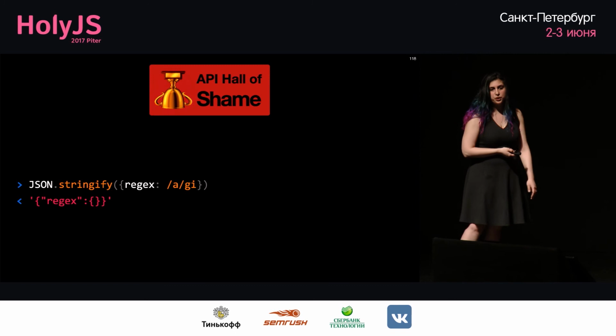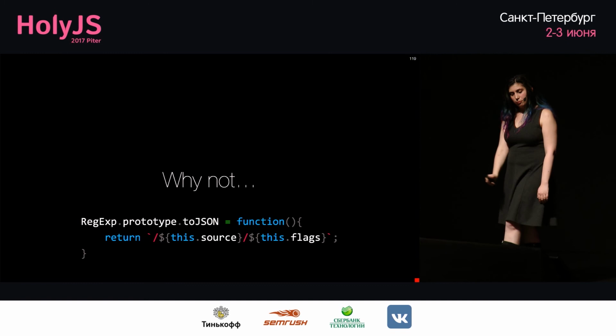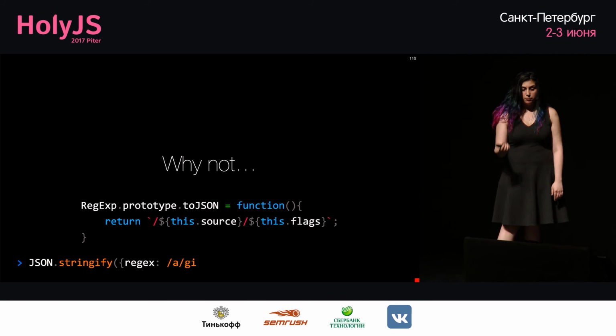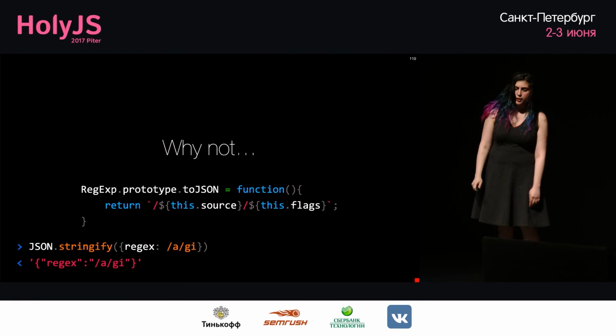What if regex actually had a toJSON method? It could be something like this. And then when we converted them to JSON, we would get a representation that actually makes sense. Wouldn't that be nice? We can't do it for regexes, but you can do it for your own libraries.